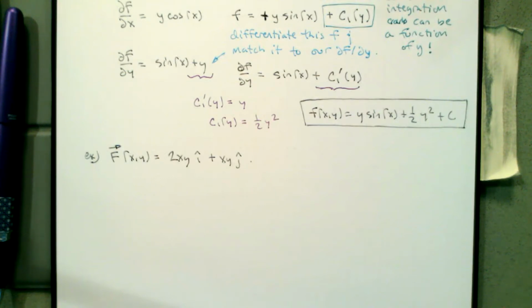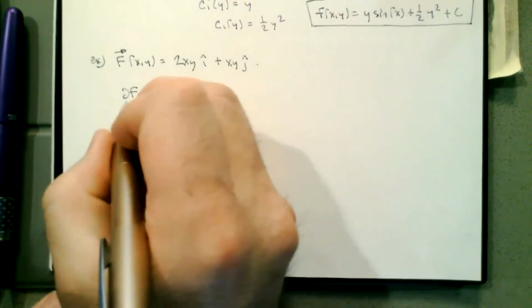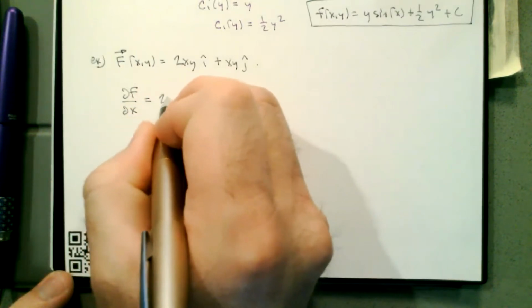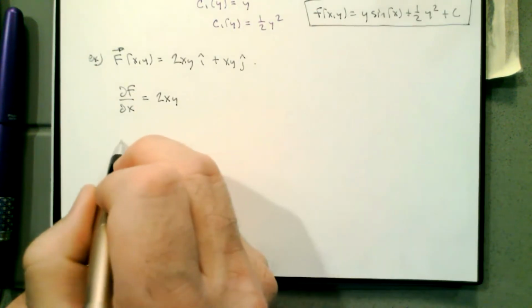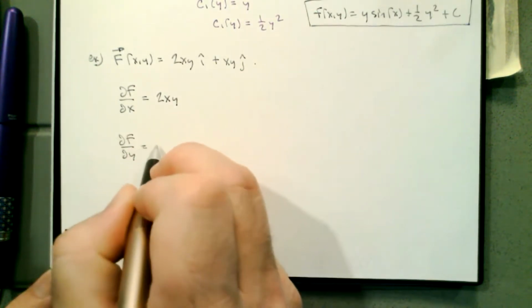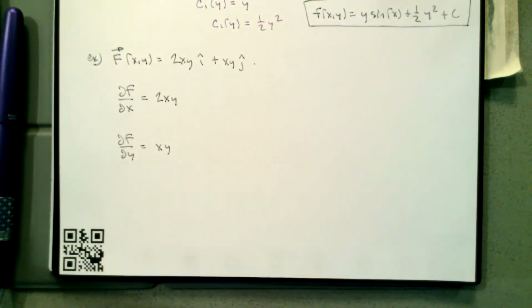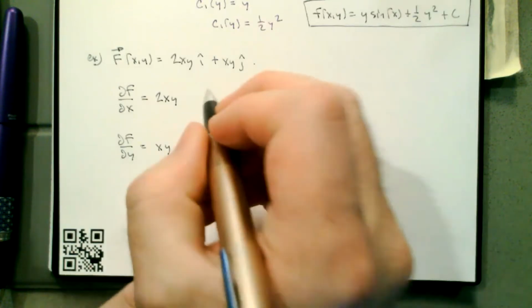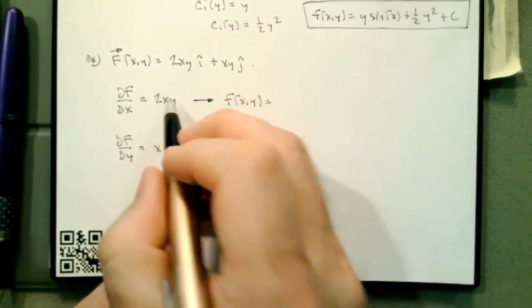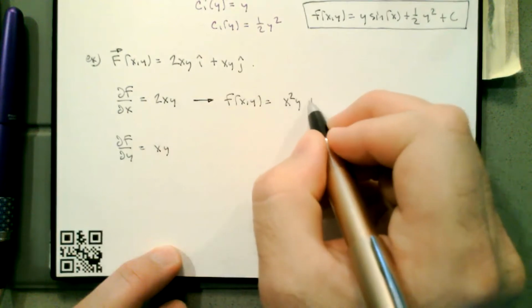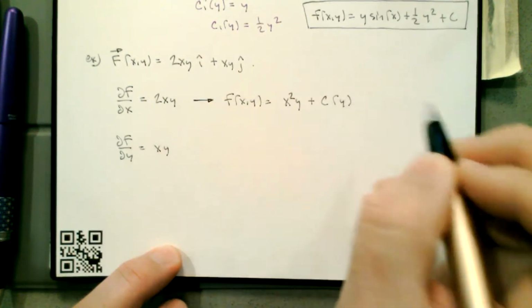So let's suppose that we have a potential function and try to find it. If there's a potential function, then the partial derivative of f with respect to x will be 2xy, and the partial derivative of f with respect to y will be xy. So we'll integrate our partial of f with respect to x, with respect to x. So this will tell us that our f at xy is going to have to look like x squared y plus some function of y to be the constant of integration.